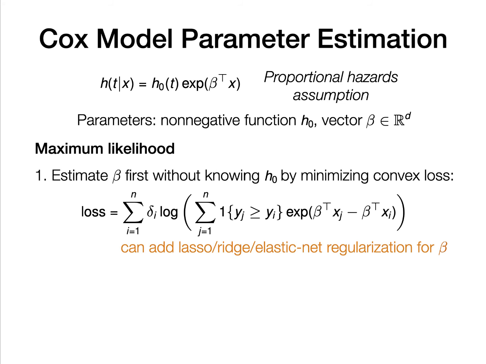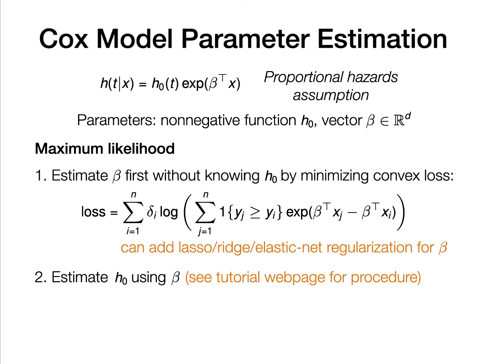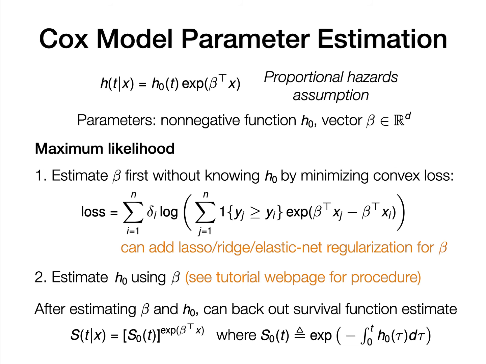And of course, if you wanted to, you can add lasso, ridge, or elastic net regularization on beta, the regression coefficients. After you estimate beta, there's a standard procedure for estimating the baseline hazard function h sub 0. I'll just say look on the tutorial webpage for this procedure. It's called the Breslow method. And like I mentioned earlier, after we back out a hazard function estimate, then we can back out a survival function estimate.